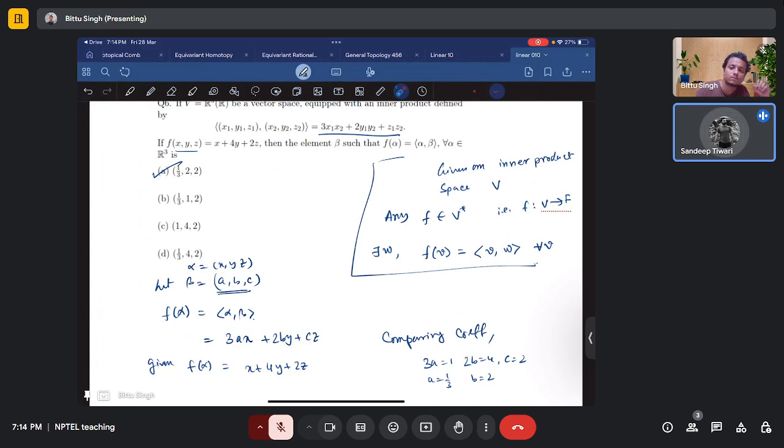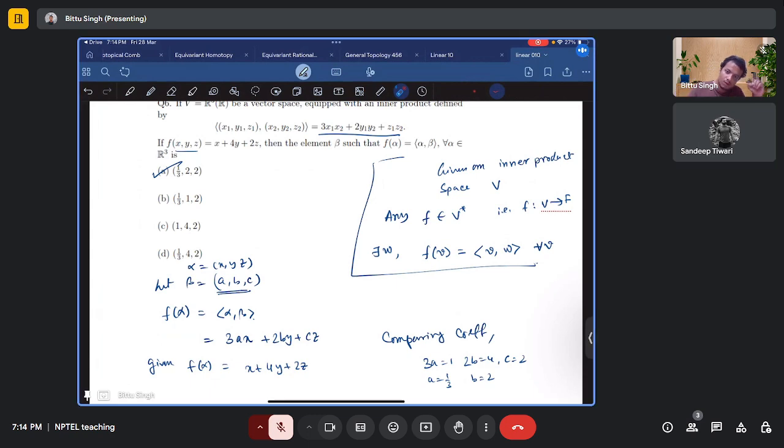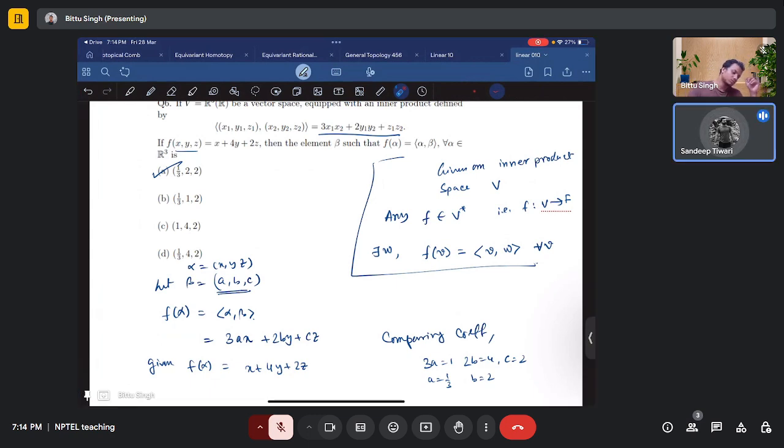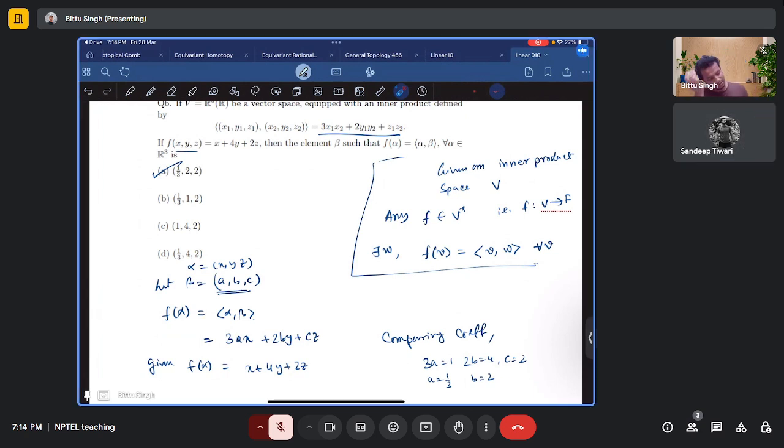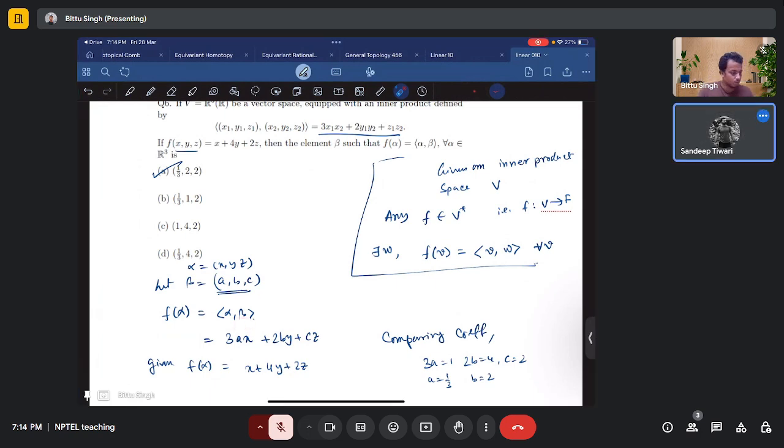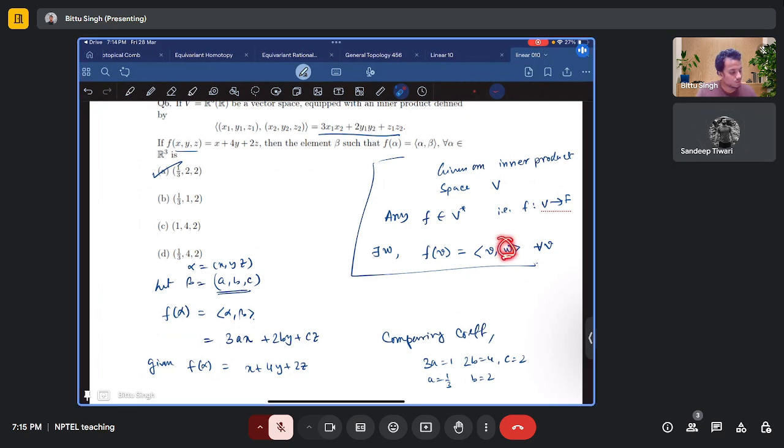Sir, we can take multiples also, no? So this will be unique, sir. W will be unique. Yes, this beta will be unique. This w or this beta is unique.